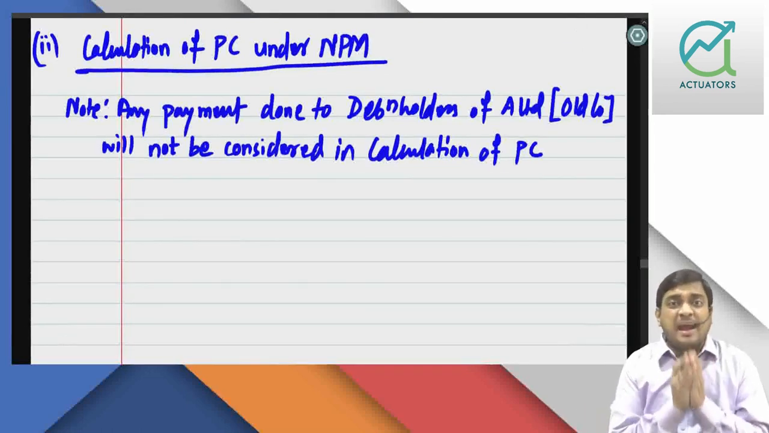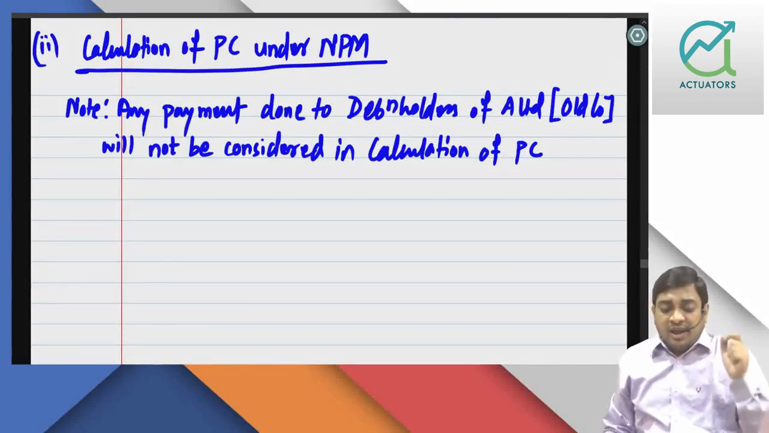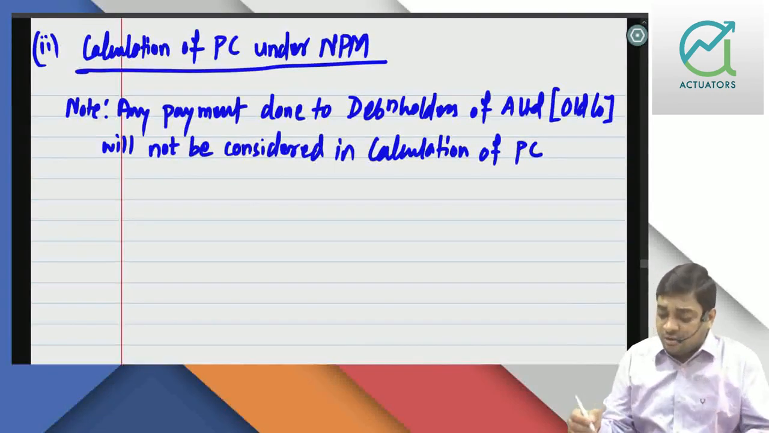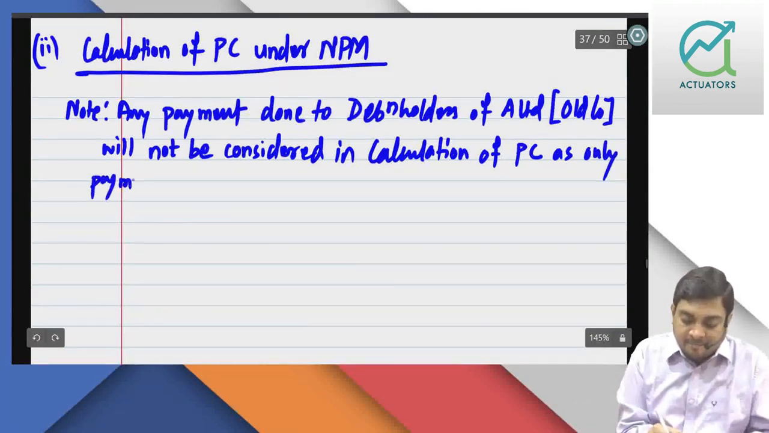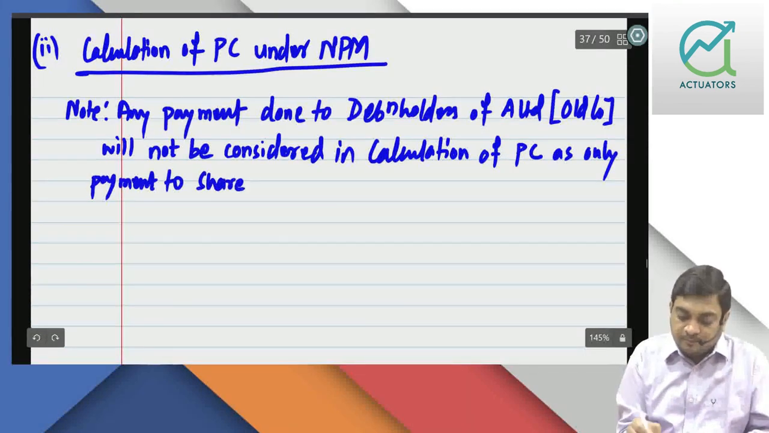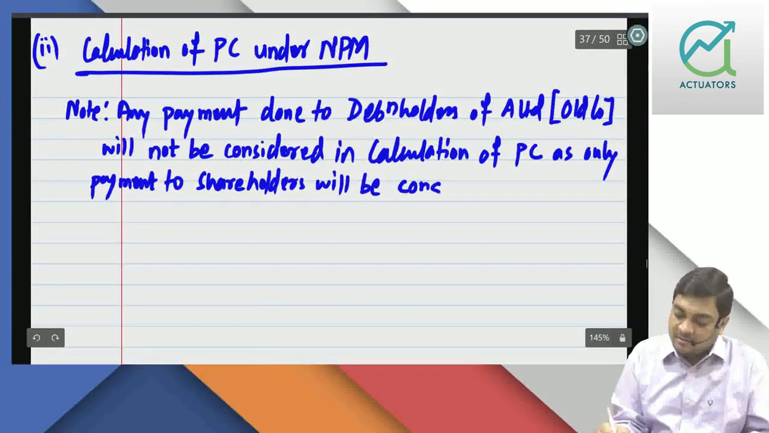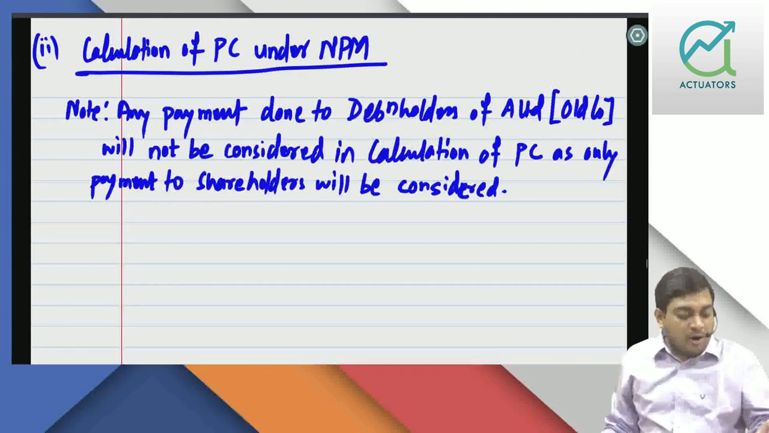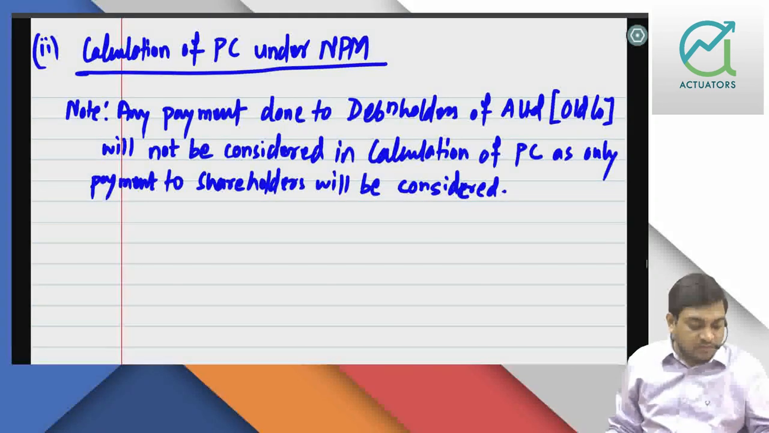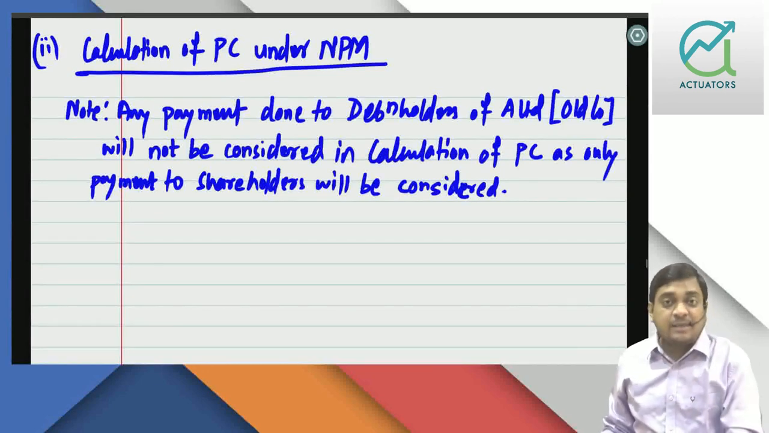But under the net payment method, whatever payment you are giving to your shareholders, I repeat, whatever payment you are giving to your shareholders, that will come. So any payment done to debenture holders of the old company will not be considered in calculation of PC, as only payment to shareholders will be considered. So point number one has no relevance. When you calculate netto, then for calculating the agreed value of old debentures, this point might be relevant. But for calculating PC under the net payment method, this point is not relevant.